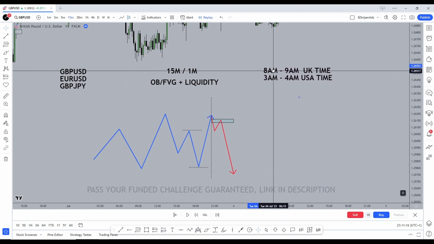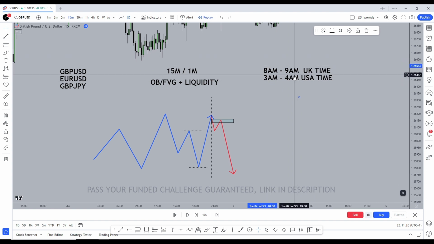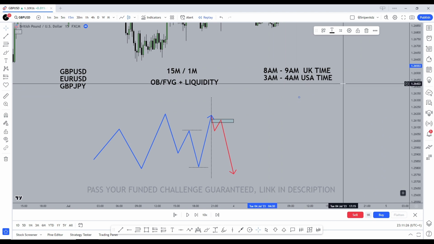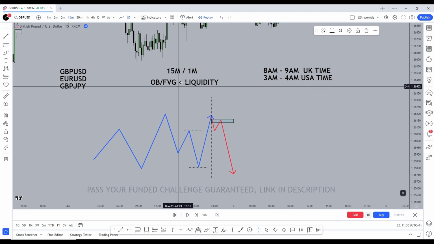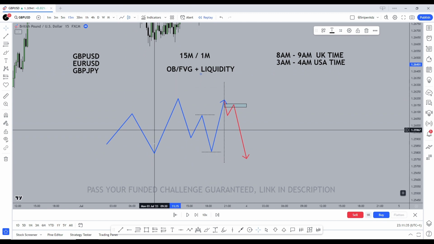We're going to be trading between 8 AM and 9 AM UK time, which is basically London open plus 1 hour. So whatever time that is for you, in the States it's obviously 3 AM to 4 AM, but wherever you are, we're going to be trading from London open plus 1 hour. We're going to be looking at order blocks, fair value gaps and liquidity, and we're going to be using this simple model to help explain the system.